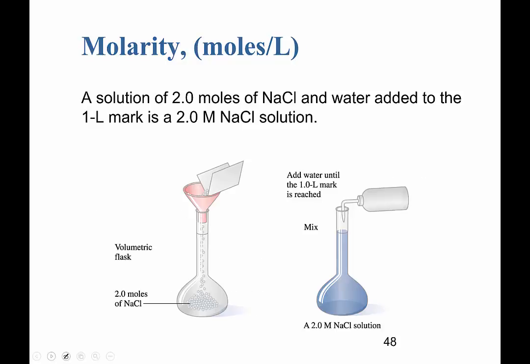And here they're showing us if I wanted to make a solution, I would put in my 2 moles of sodium chloride. I would use a volumetric flask and I'd fill it up with distilled water up to the line on the neck, and that would tell me that I have exactly 1 liter. So that would be my 2 molar solution.